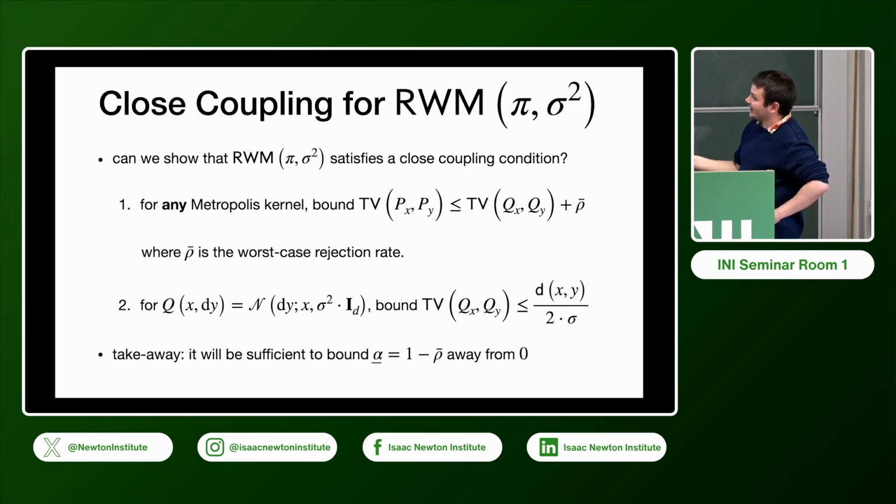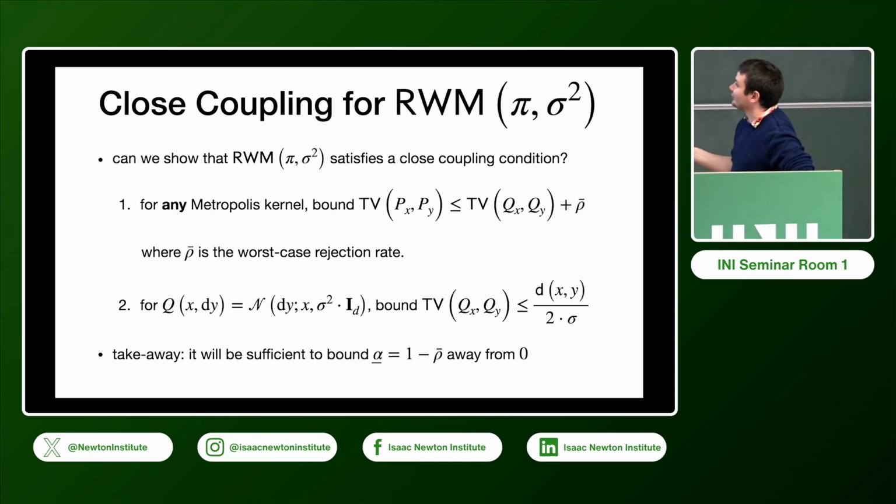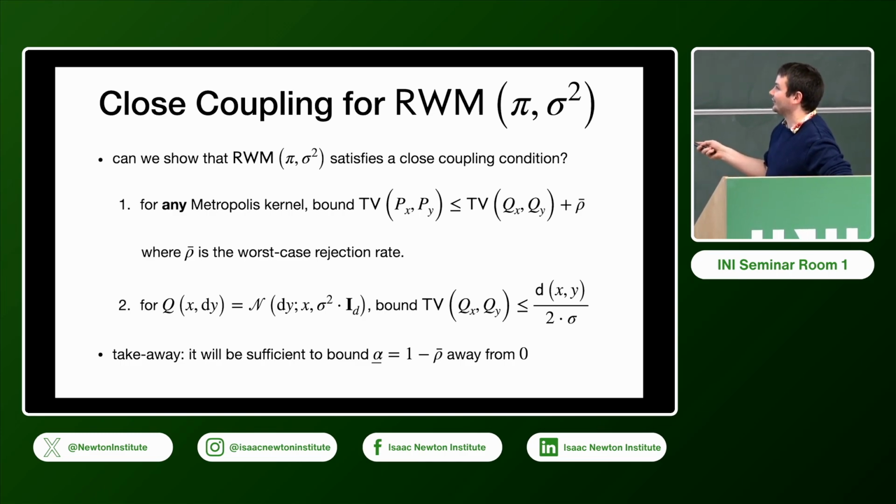Now, in the case where Q is this specific, normal random walk, using elementary techniques, you can explicitly bound this total variation distance as being approximately linear with the distance scaled by the diffusion constant. If people are interested in the technical details, you just bound the KL divergence explicitly and use Pinsker's inequality. So it's a really explicit calculation.